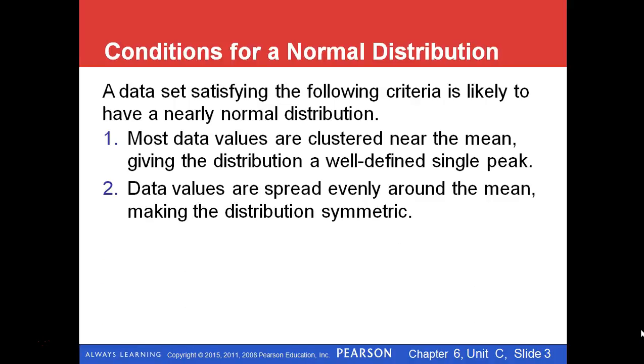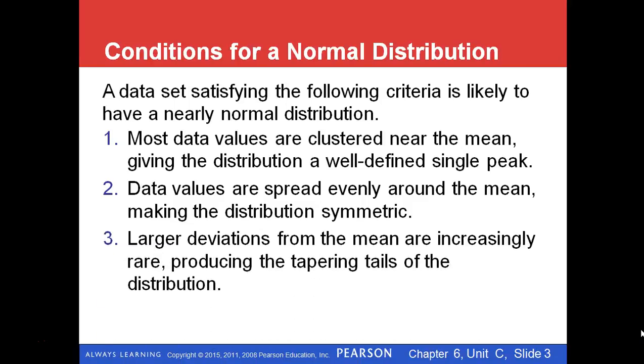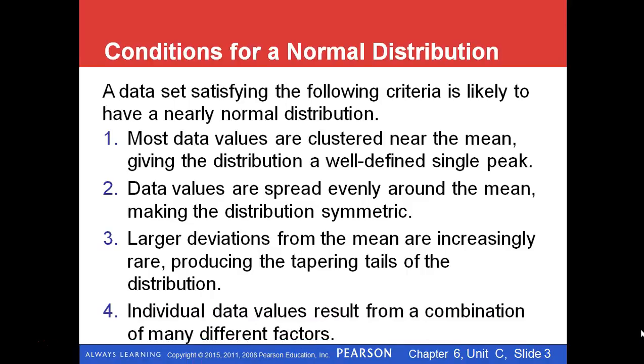As you move away from that peak, both left and right, the values should be evenly distributed, but also decreasing in frequency as you move away from the mean. There are a couple of different data values that can result in this combination.